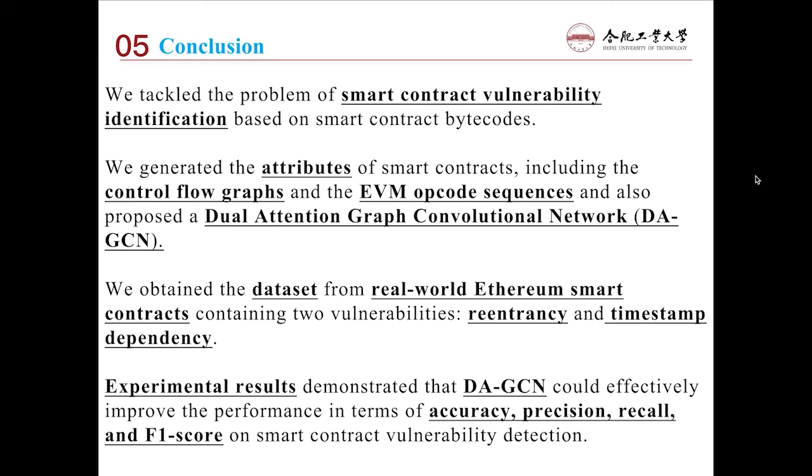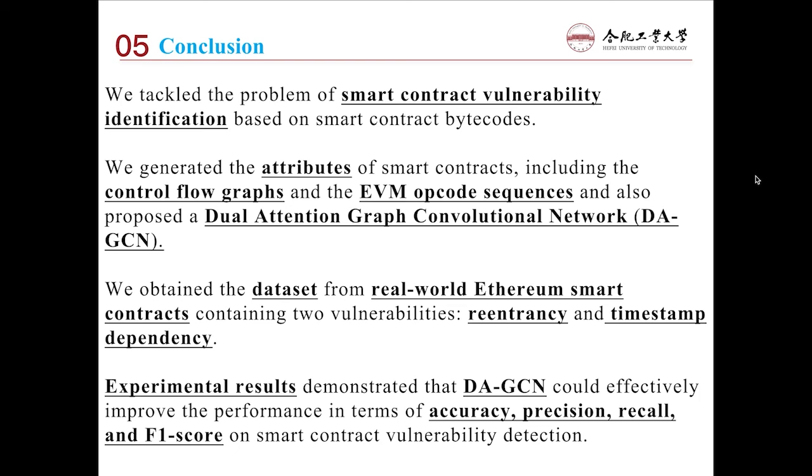Finally, I'll make a brief conclusion. We tackle the problem of smart contract vulnerability identification based on smart contract bytecodes. We generate the attributes of smart contracts, including the control flow graphs and the EVM opcode sequences, and also propose a dual attention graph convolutional network.